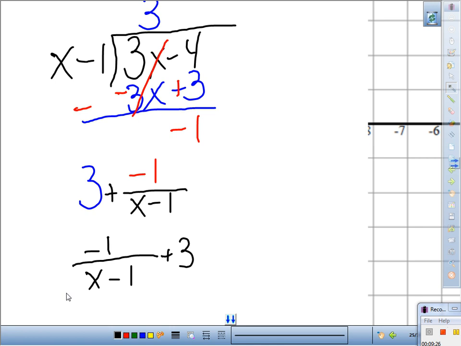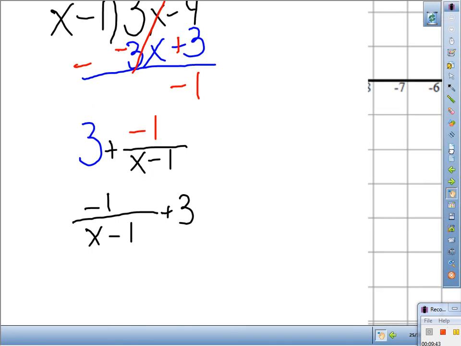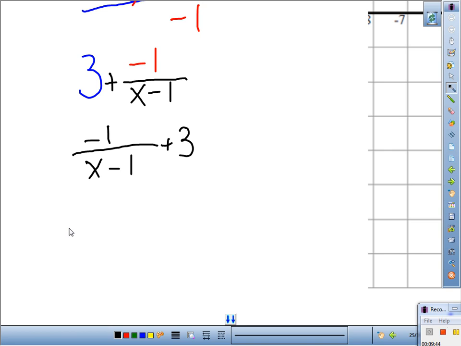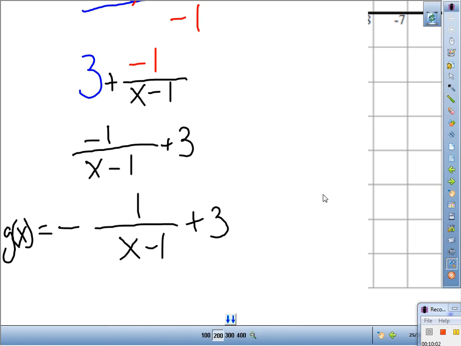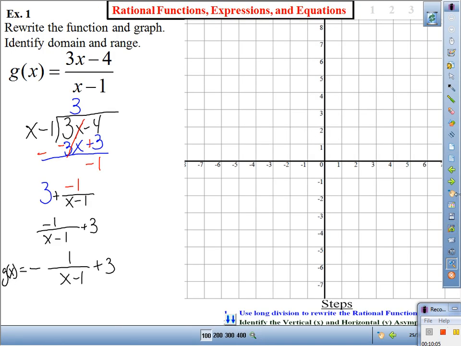Do we have a fraction here? Can we place this negative anywhere? It has to go where? In the front. That means if I factor out the negative, I end up with -1 over x minus 1 plus 3, and all that equals g of x. Copy that. Let me zoom out. Copy that, gives you some time. All right, I think we got it, yeah?